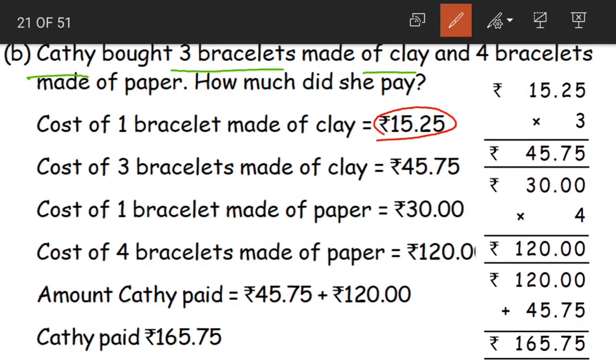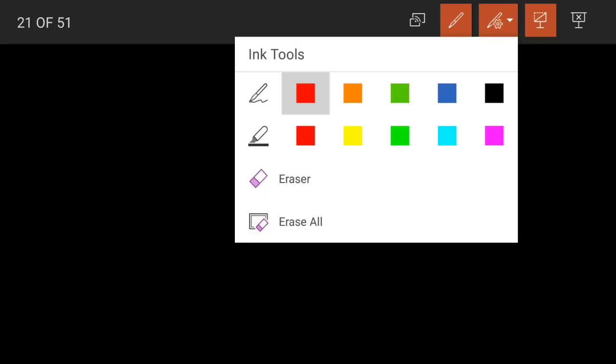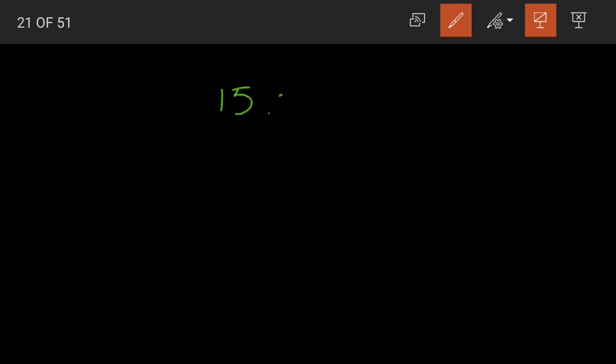15 rupees 25 paise. That is the cost of 1 bracelet into 3. Why into 3? Because Kathy here has purchased 3 bracelets. So we are multiplying it with 3. 15.25 into 3. Yes, children, again this is very much similar to the normal multiplication that we do.